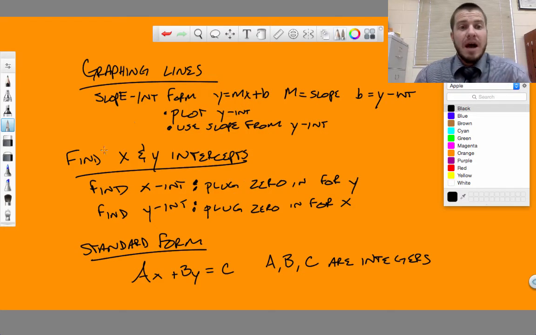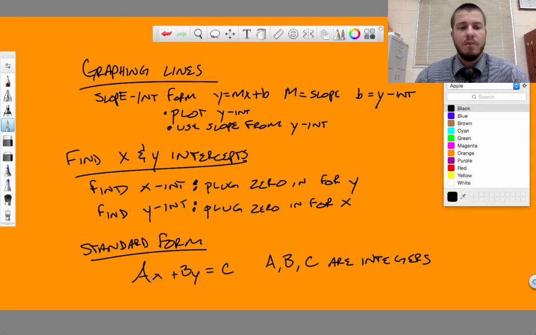So for graphing lines, if you're using slope-intercept form, y equals mx plus b, m is the slope, b is the y-intercept. Plot the y-intercept, then use the slope from the y-intercept to get other points on the line. Remember to use it in the correct direction. To find the x and y-intercepts, to find x-intercept, plug 0 in for y. To find the y-intercept, plug 0 in for x.